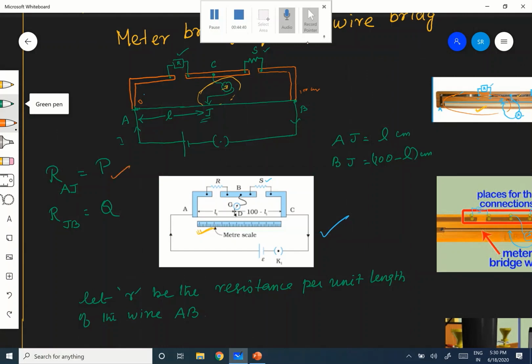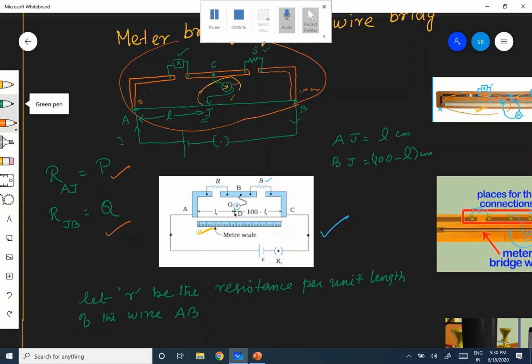AJ is P, JB is Q. The resistance of the part AJ of the wire acts as P, and the resistance of the part BJ acts as Q. Therefore, here R and S are ready, and in between there is a galvanometer and a jockey. This is the full arrangement put together. It is nothing but a Wheatstone bridge.